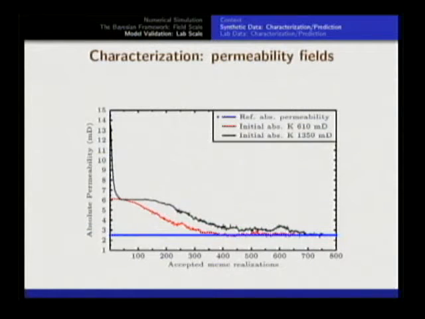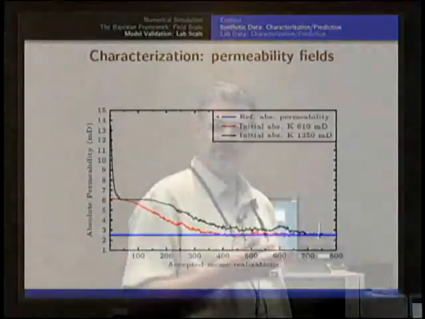And here we have checked that we also recover the correct absolute permeability. The red line is the absolute permeability measured for single phase flow for the reference run. And this is how the chain, for different initial conditions, goes towards the correct absolute value. So we have looked at the problem from different points of view, and now they all indicate a very nice convergence to the reference run.